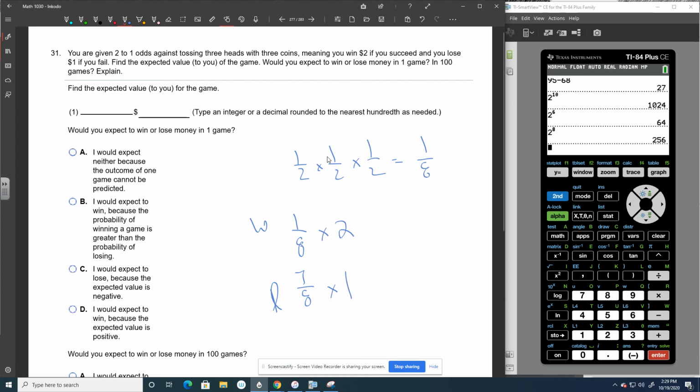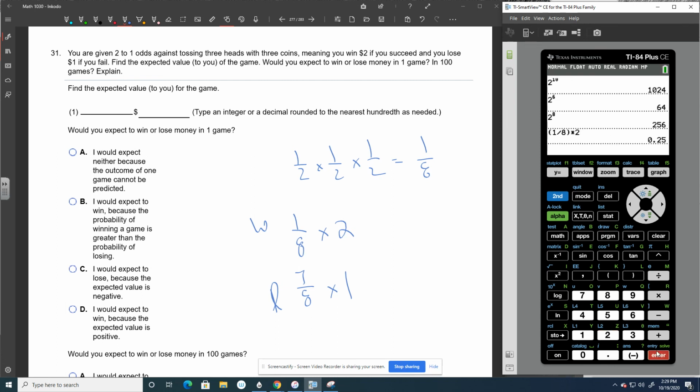So when I add these together, the chances of me losing is 7/8 times $1. The chances of me winning is only 1/8 times $2. So I have to take 1/8 and times that by $2, which gives me 0.25.